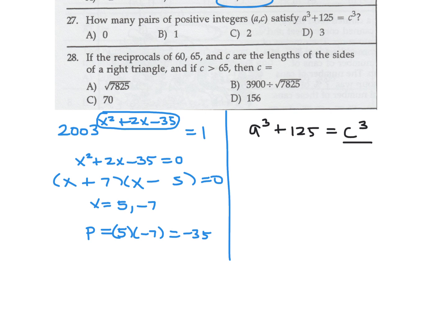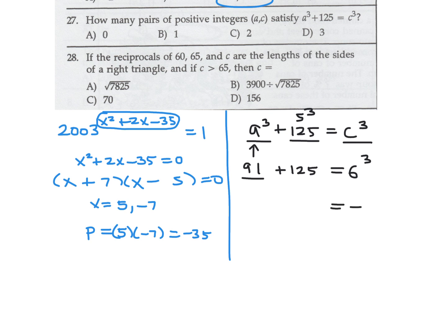This number obviously has to be greater than this because they're both positive. So what's the perfect cube? That's 5 cubed, right? 125. So that means we'll start with 6 cubed and let's see what happens. If it's 6 cubed, then this would have to be 91, because 6 cubed is 216. But 91 is not a perfect cube, so that fails. So let's try another one.